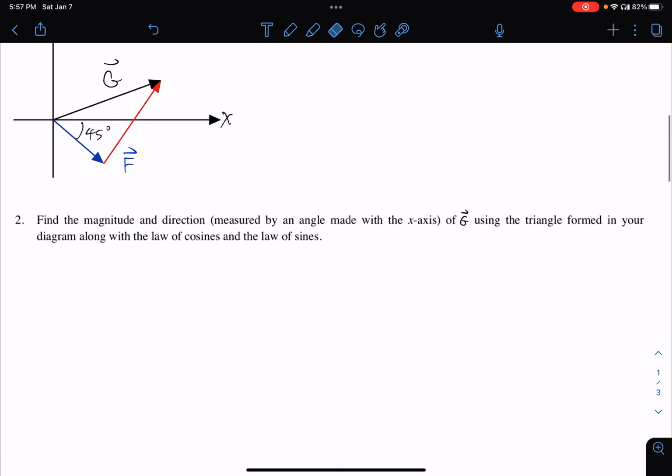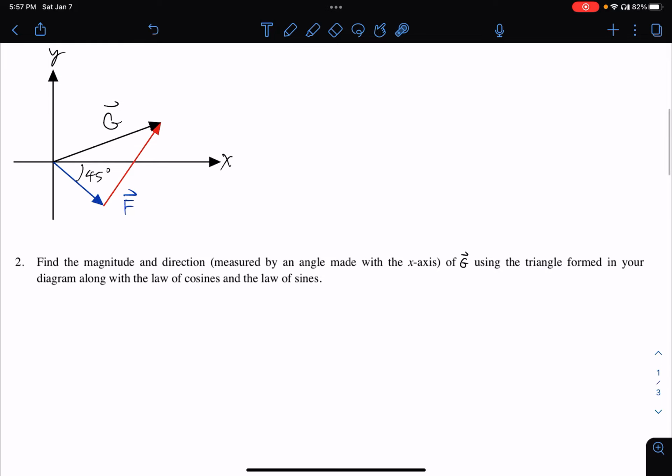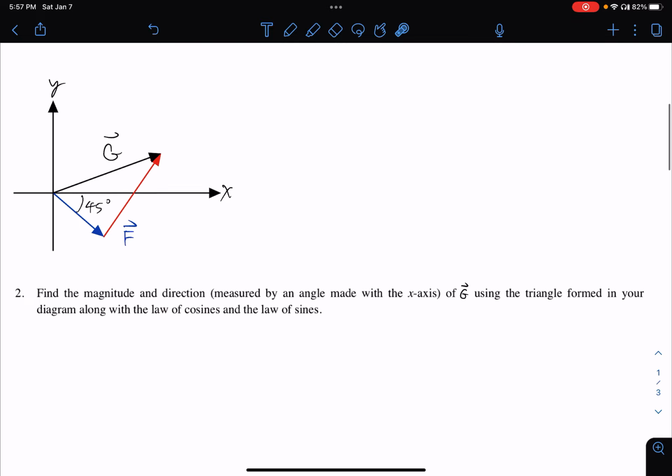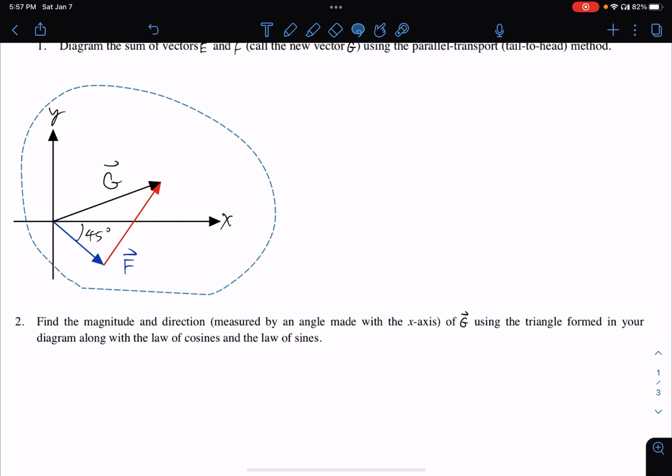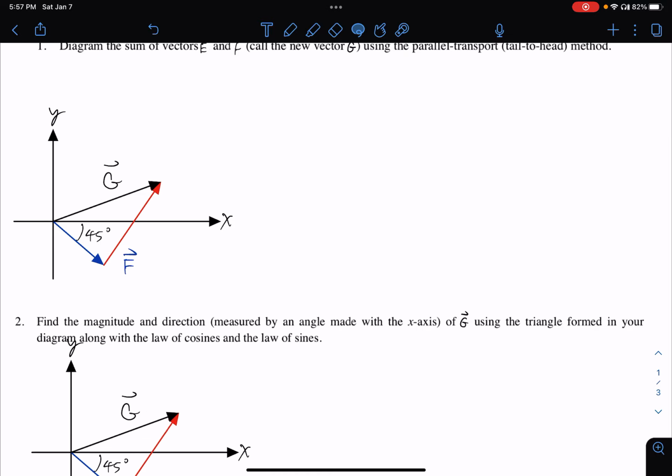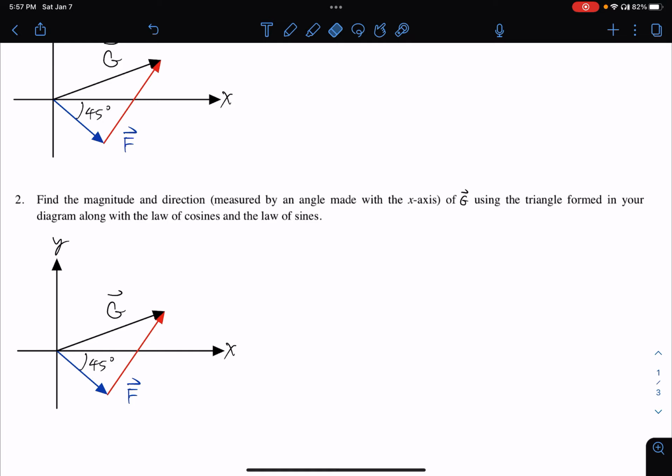Now, to get the angle of G with respect to X, which will tell us the direction of G, and the magnitude of G, we need to use the law of cosines and law of sines. Let's look at this diagram carefully.